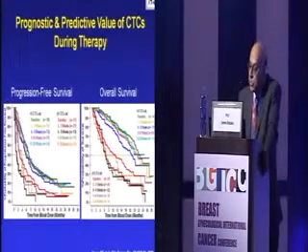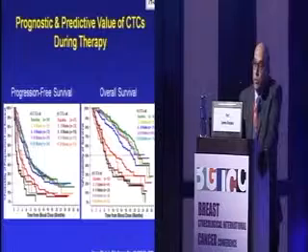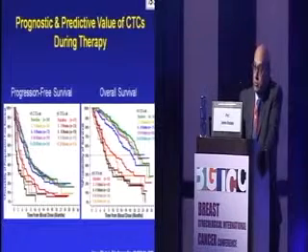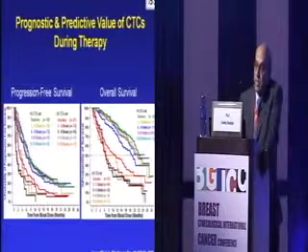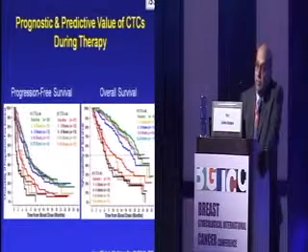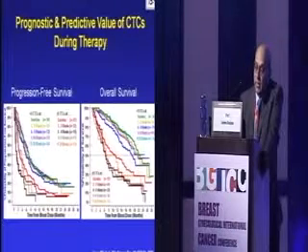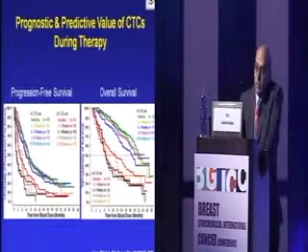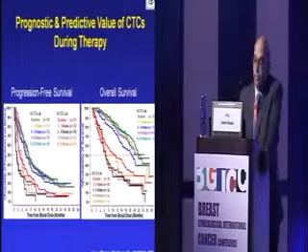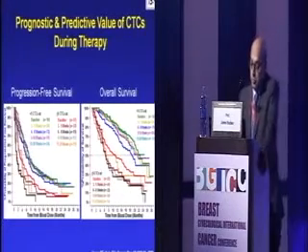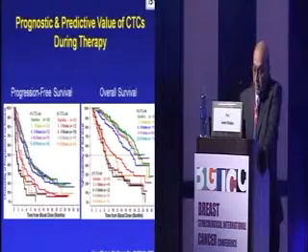Later on, it's also shown that this test can be used as a predictive value, because if, at any time point in a treatment cycle, there's a reduction in CTCs below 5 in patients, then they seem to have a better overall survival. So not only is it prognostic, but it's also very predictive. It can be used as a predictive assay.